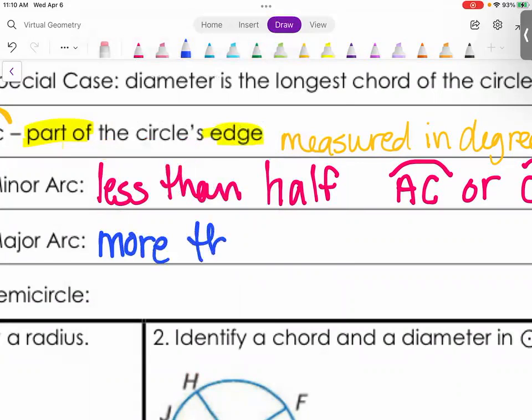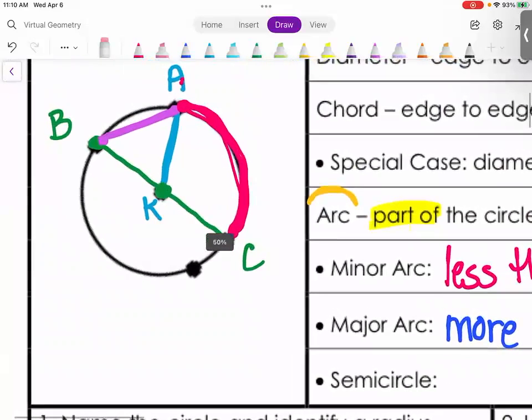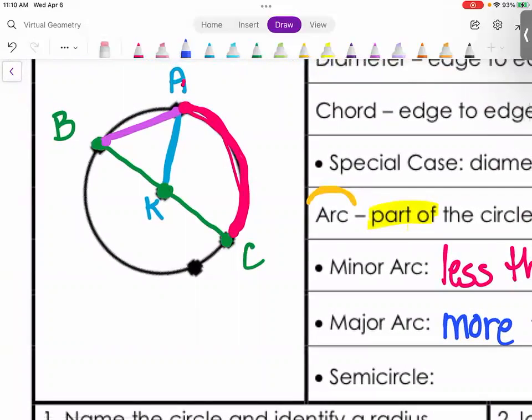Which is more than halfway around the circle. And this one has to have 3 letters. And those 3 letters tell me the path I have to follow. So let's say we start from B and I go all the way around past A, all the way to C. Now I cannot stop at C because if I do that, I've only gone halfway. So I have to go farther.